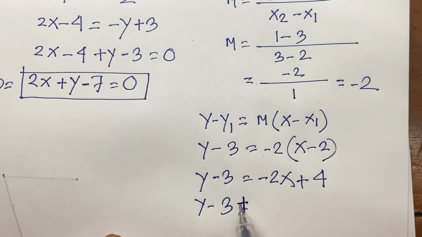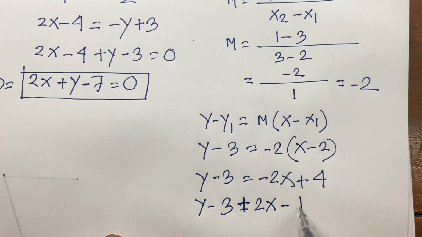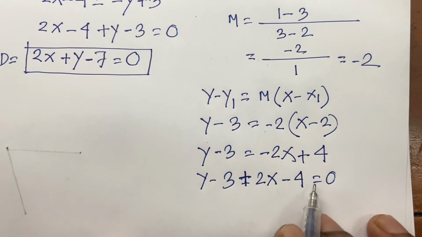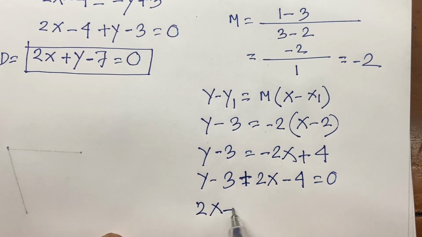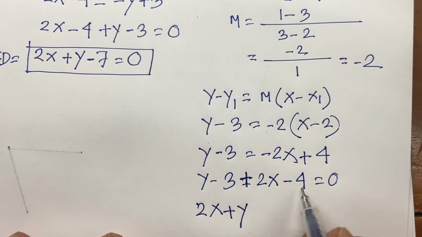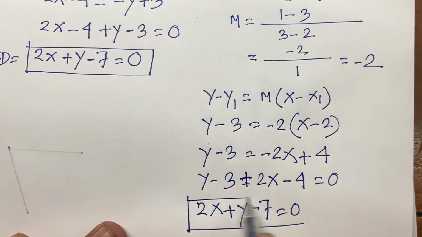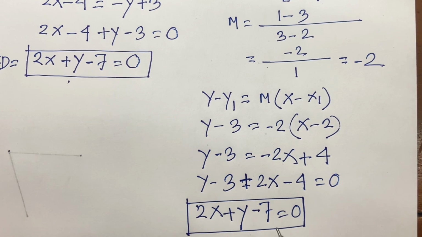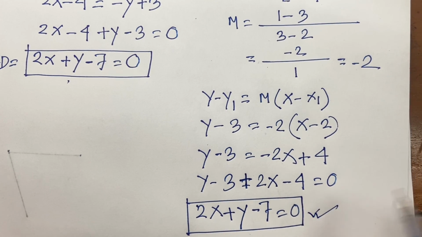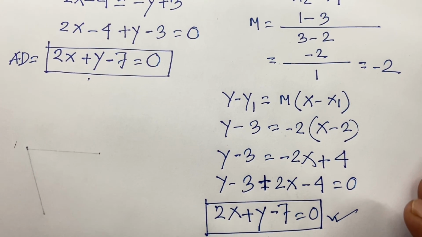Now I can say here y minus 3 is equal to, I just move this to the left side, so here is 2x minus 4 is equal to 0. Now I can say here is 2x plus y and minus 3 minus 4 is equal to minus 7. This is our final answer. Look, this answer and this answer are both the same. So this is our problem solution.